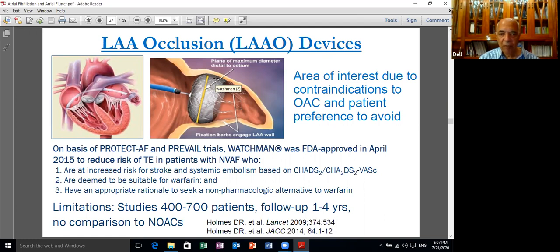This Watchman device is composed of a nitinol mesh, which is covered by tetrafluoropolyethylene, and this enhances the coagulation. As you know, it's introduced transseptally and is located in the appendage.